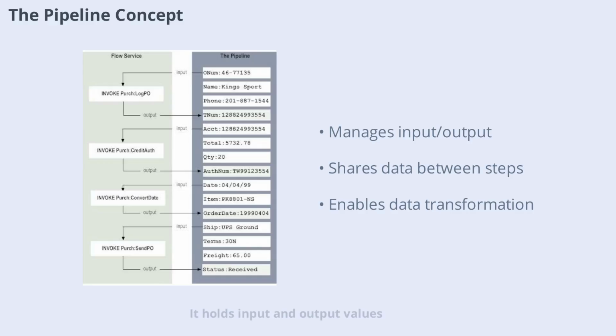Pipeline is the backbone of data management in flow services. It holds input and output values, allowing services to share and manipulate data as the flow executes. Each step in the flow accesses the pipeline, ensuring seamless data transfer and transformation. Understanding how to map and manage pipeline variables is key to building robust and efficient flow services.